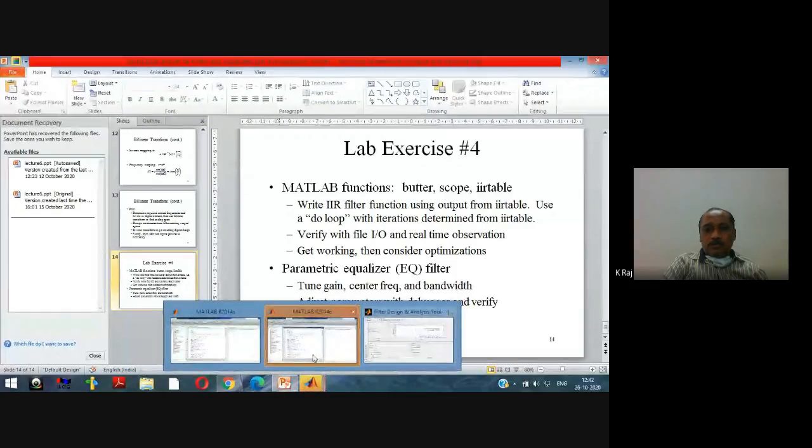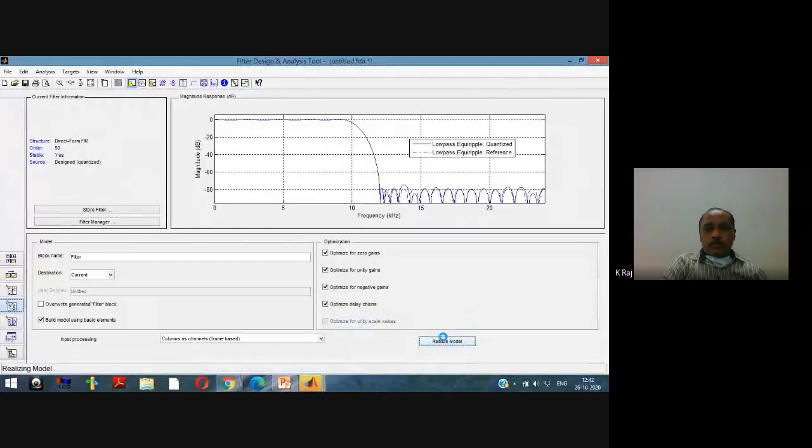See here, I think we are at realizing the model. So the realizing will take place here. After realizing, we can see what is the architecture of the filter.